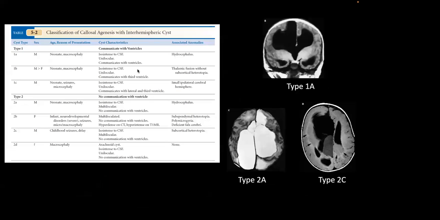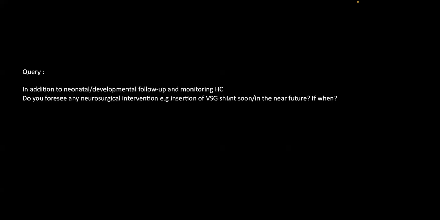Going by the Barkovich classification, we thought that this was a type 1 interhemispheric cyst, just communicating with the lateral ventricles, but of CSF intensity with associated malformation. These are differentiated into two types, with subcategories A, B, C on the type 1s and A, B, C, D on type 2s. They can be multiloculated, have different signal intensities, and can be associated with malformations as described over here.